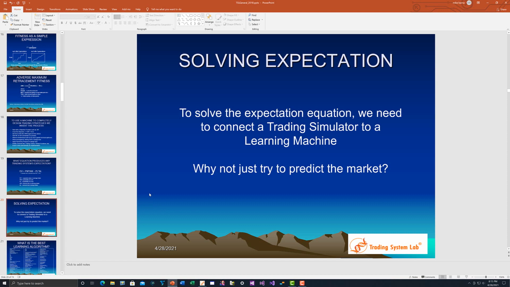We needed to solve this equation. We needed to connect the trading simulator to the learning machine and have it go through many millions of trading strategies. So why not just try to predict the market? Well, we've talked about this. If you try to just predict the market, you still don't know what the expectation is.